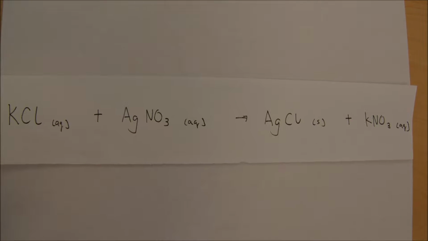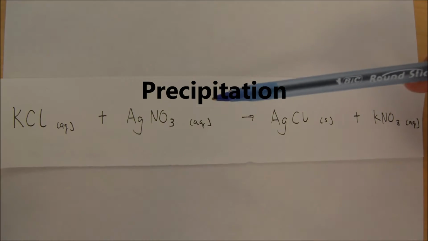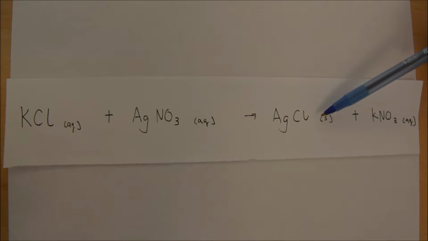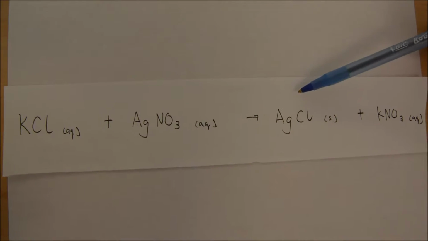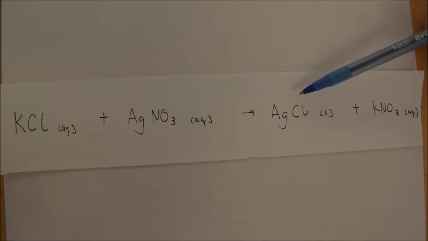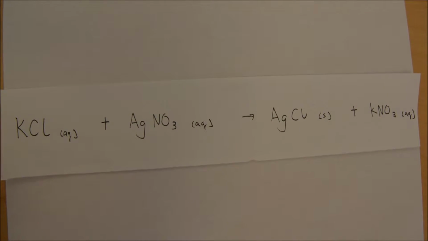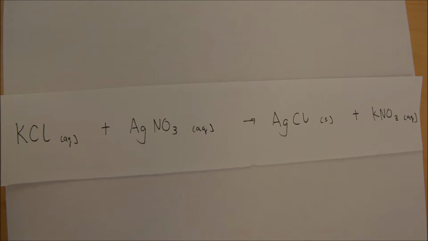It's a precipitation reaction. Aqueous potassium chloride and silver nitrate react to form solid silver chloride and aqueous potassium nitrate. The solid silver chloride is the precipitate in this reaction. Remember, a precipitation reaction only occurs between 2 aqueous solutions.